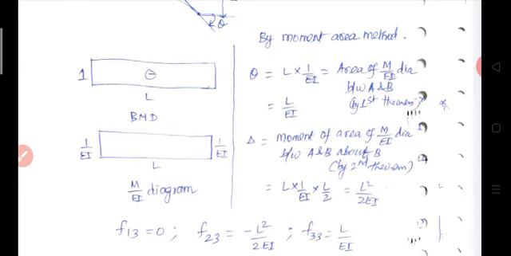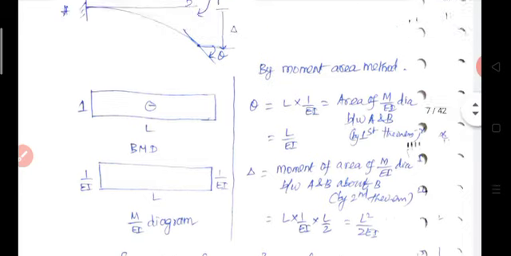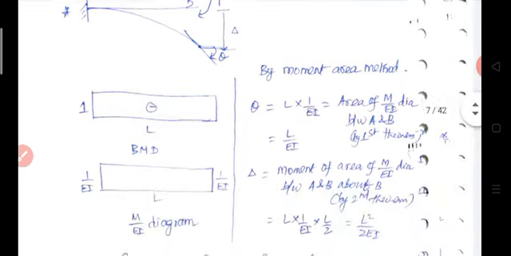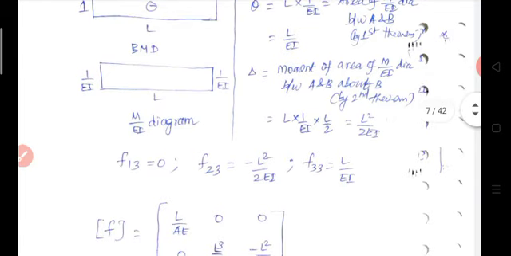Then write F13. F13 means a displacement in the direction of 1 due to unit force in the direction 3. Because of the couple at the free end, there is no displacement along the axis of the beam. Without axial force there is no axial displacement; only axial force produces axial displacement. A bending moment can't produce any axial deformation. Therefore F13 is equal to 0.